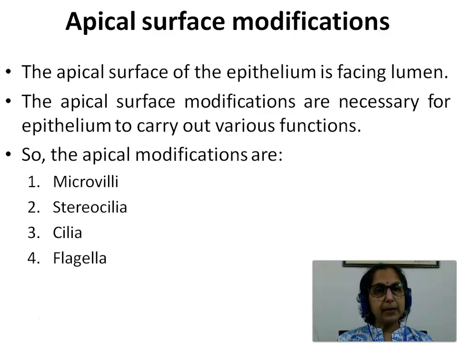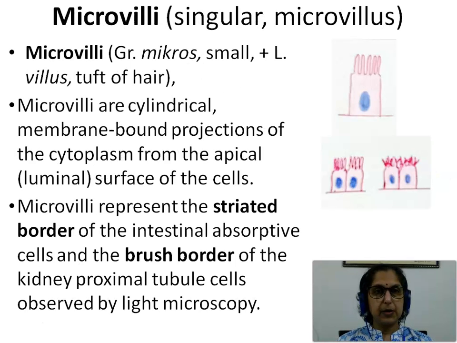The apical surface of the epithelium is facing the lumen, and apical surface modifications are necessary for epithelium to carry out various functions. So the apical modifications are of 4 types: microvilli, stereocilia, cilia, and flagella. Microvilli, singular, being microvillus.